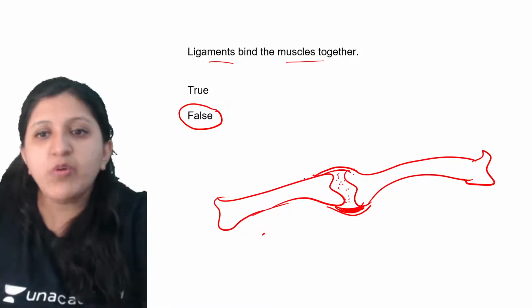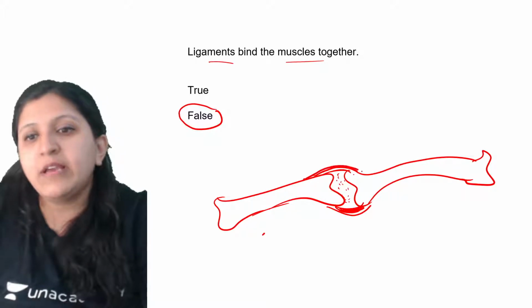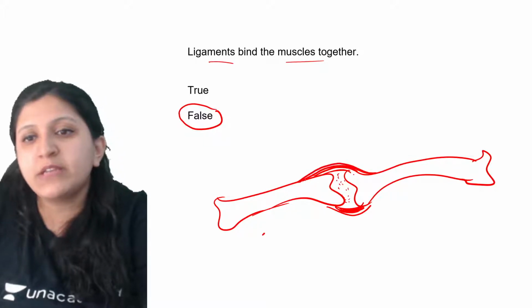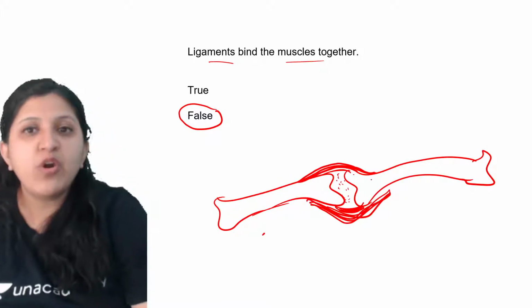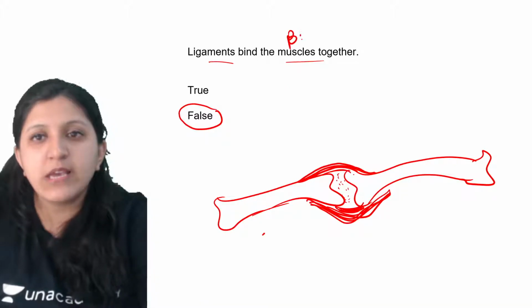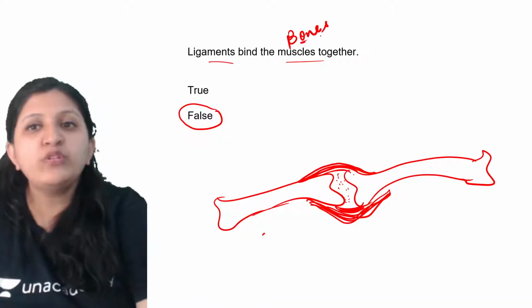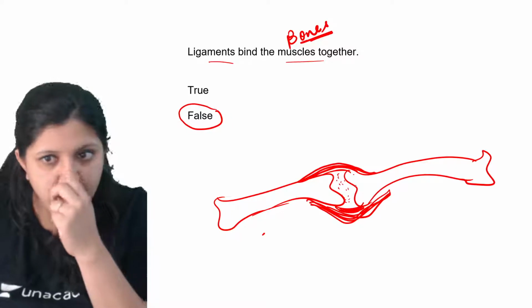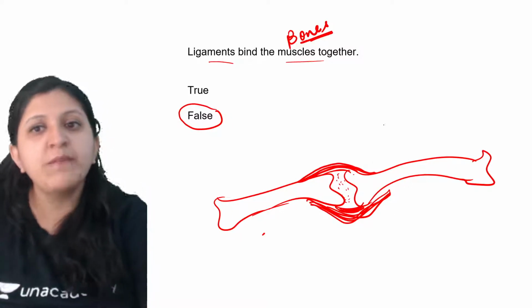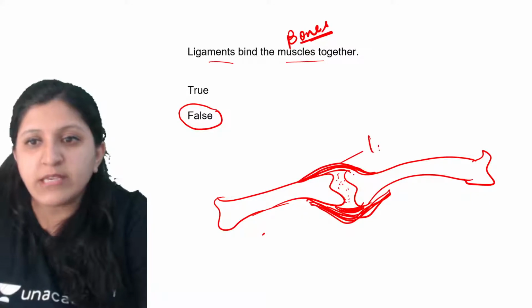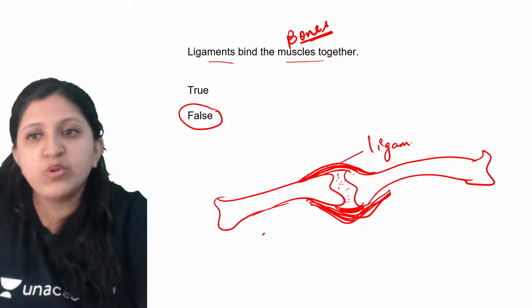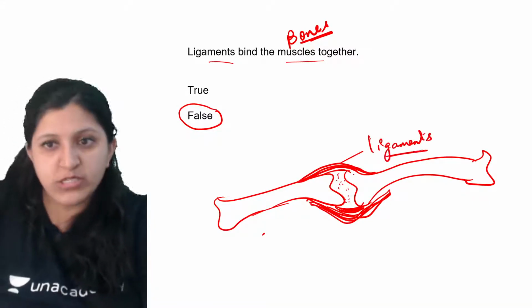Now after this we will find a ligament. There is a ligament connection which is joining both of these bones. So ligaments bind the bones together, not the muscle. Both bones are joined together by a ligament, which holds on to both of the bones together.